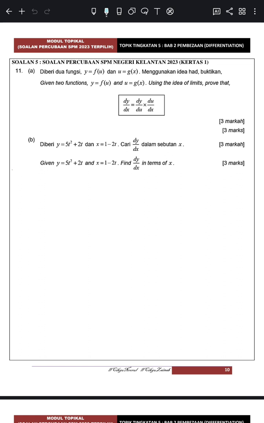Okay, so for today, I'm going to show how to do questions from Kelantan for SPM, trial SPM 2023 paper 1. For the first question, given two functions y equals f(u) and u equals g(x), using the idea of limits, prove that. Okay, so this is a proving question.